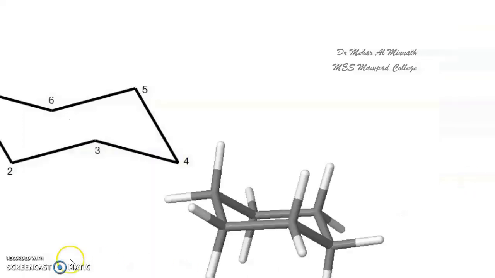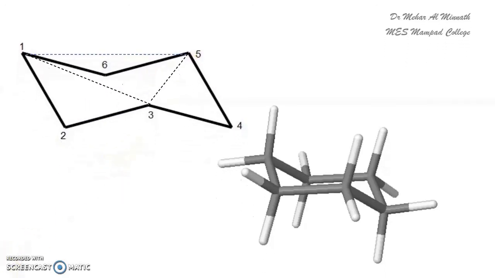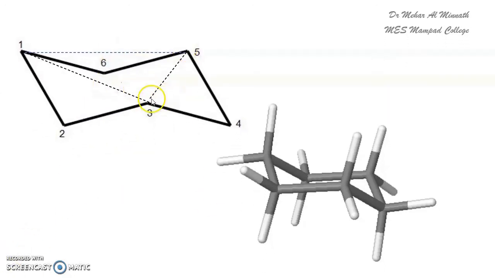Now, this is how the chair conformation appears. We have both the 3D model and the 2D model, two-dimensionally what we have drawn here. Now what you see here is when you draw the chair conformation, you draw the carbon 1, carbon 2, carbon 5, carbon 4 bond parallel to each other. We have numbered the carbons 1, 2, 3, 4, 5, 6.